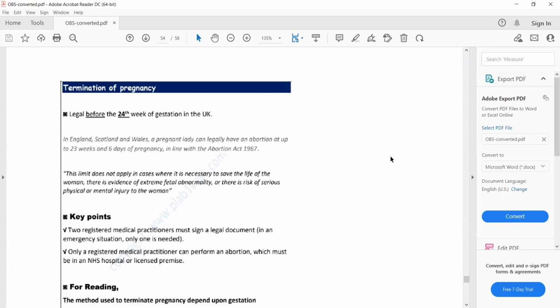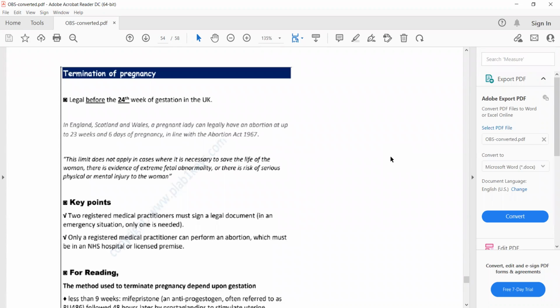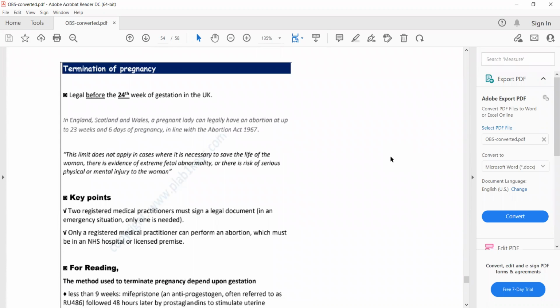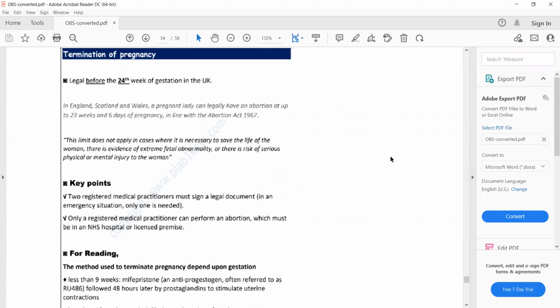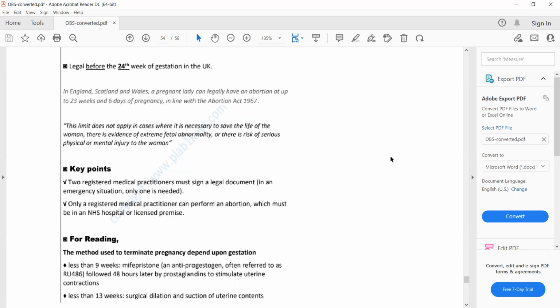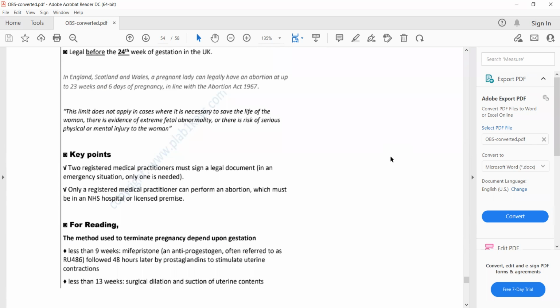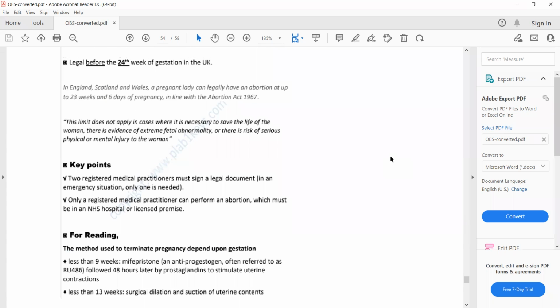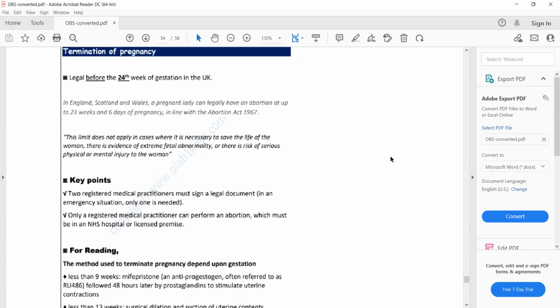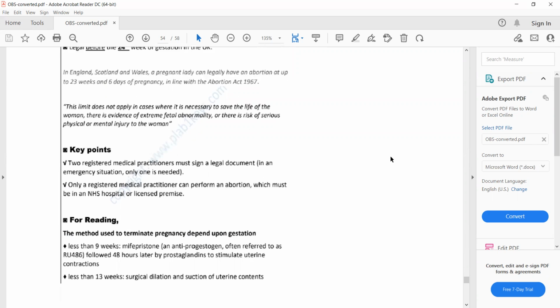Now, some points about termination of pregnancy. Remember that termination of pregnancy is legal before 24 weeks of gestation in the UK, but this limit does not apply in cases where it is necessary to save the life of the woman, or there is evidence of extreme fetal abnormality, or there is a risk of serious physical or mental injury to the woman. In any of these cases, the limit will not apply.